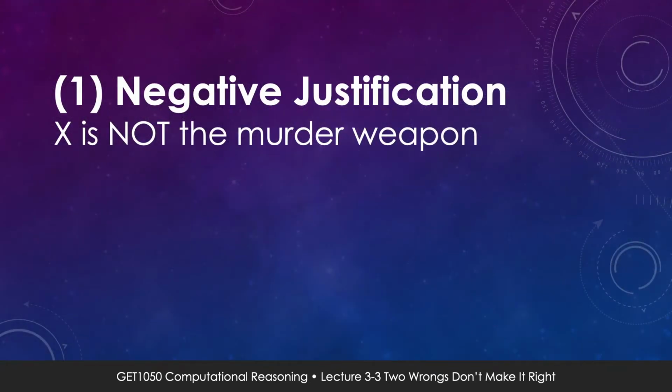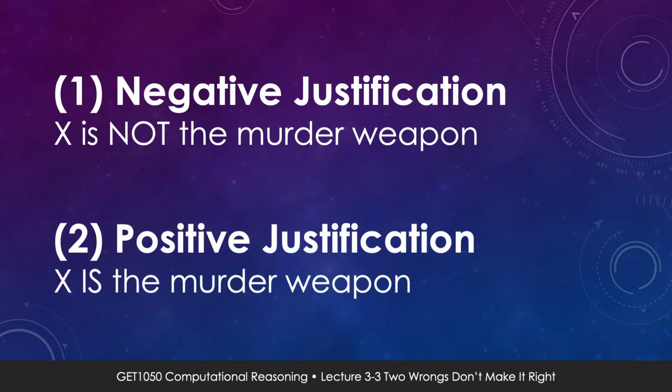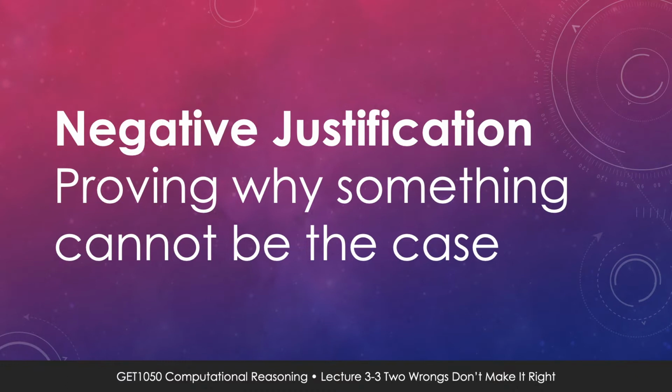So now let me introduce you to 2 justification strategies. The first is known as negative justification. You're making a case that X is not the murder weapon. The second one is known as positive justification. You're making the case that X is the murder weapon. Let's start first with negative justification.